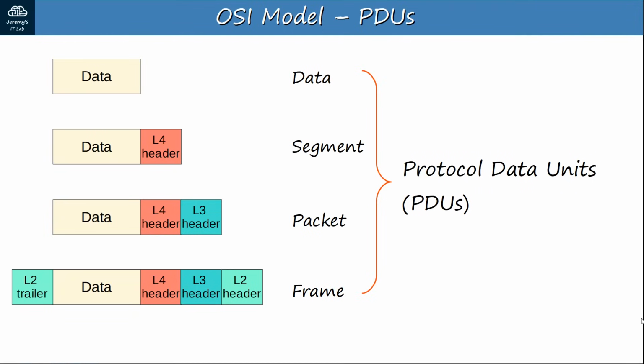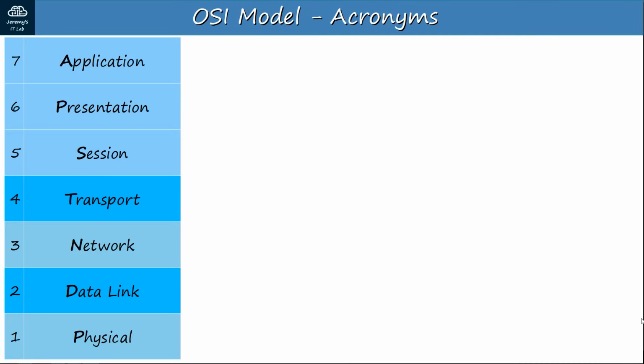Now, there is one new term that is used to refer to all of these. These are all called protocol data units, or PDUs. For example, segment is the term for a layer 4 PDU. Packet is the term for a layer 3 PDU, etc. By the way, at layer 1, the physical layer, the name for the PDU is bit, referring to the bits being transferred on the wire. So, that's a lot of information.